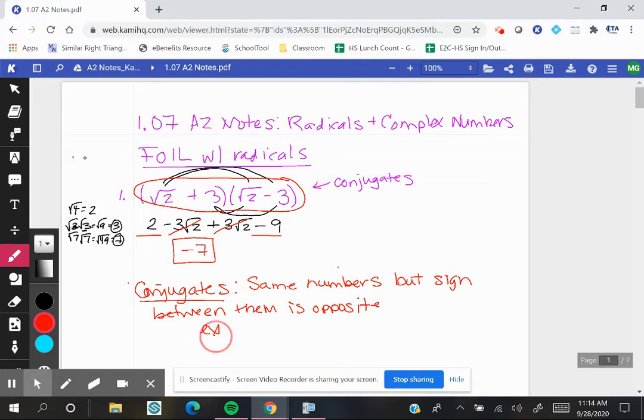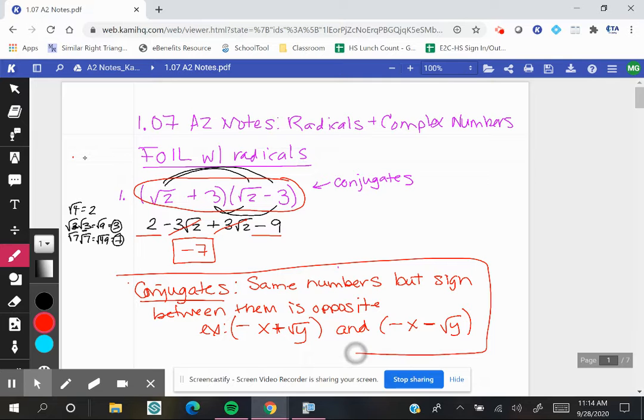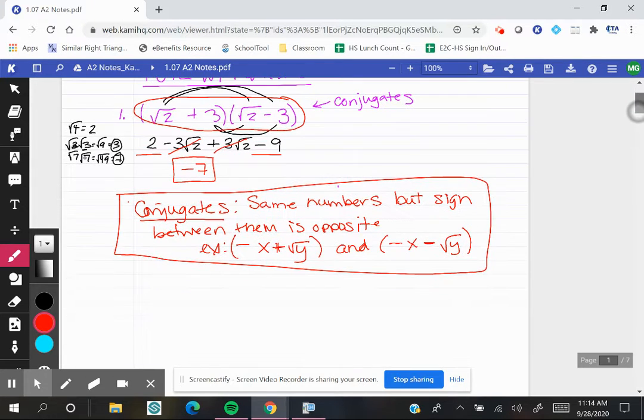For example, if I had negative x plus rad y, the conjugate of that would be negative x, so keep that sign in the front, and this is the one that's always hardest because people want to negate both of them, minus radical y. So the only thing that changed was the sign in the middle. Everything else stayed exactly the same. Those will come up quite a bit in the next couple of lessons, and throughout the year you'll be seeing conjugates. All right, let's try another one.